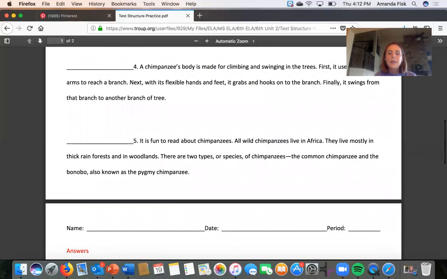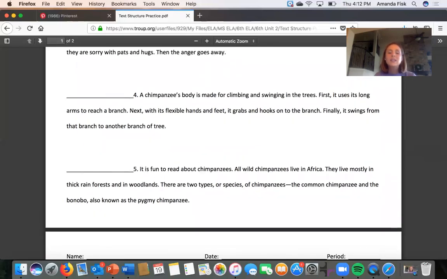The last question is, it is fun to read about chimpanzees. All wild chimpanzees live in Africa. They live mostly in rainforests and in woodlands. And there are 2 types or species of chimpanzees, the common chimpanzee and the bonobo, also known as the pygmy chimpanzee. So you might be tempted to think, because you see the word two, that this would be comparing and contrasting. But because they are not telling you how they're alike and how they're different, that cannot be this text structure.